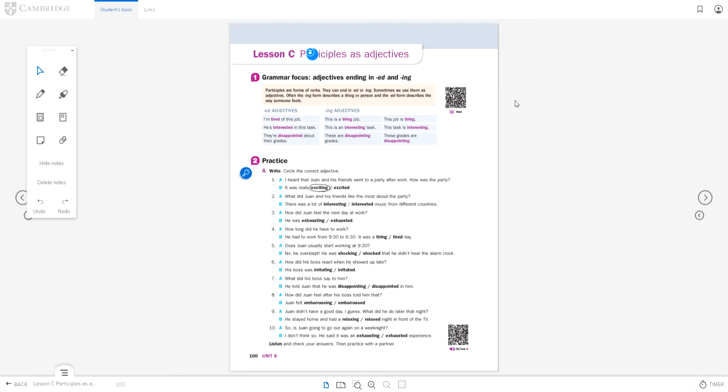This is part 2 of this class for lesson C, Ventures 4. We are talking about participles as adjectives. We are studying the student book, page 100. So, continuing here on page 100, I need you now to go to our practice part, and we are gonna go slowly here.